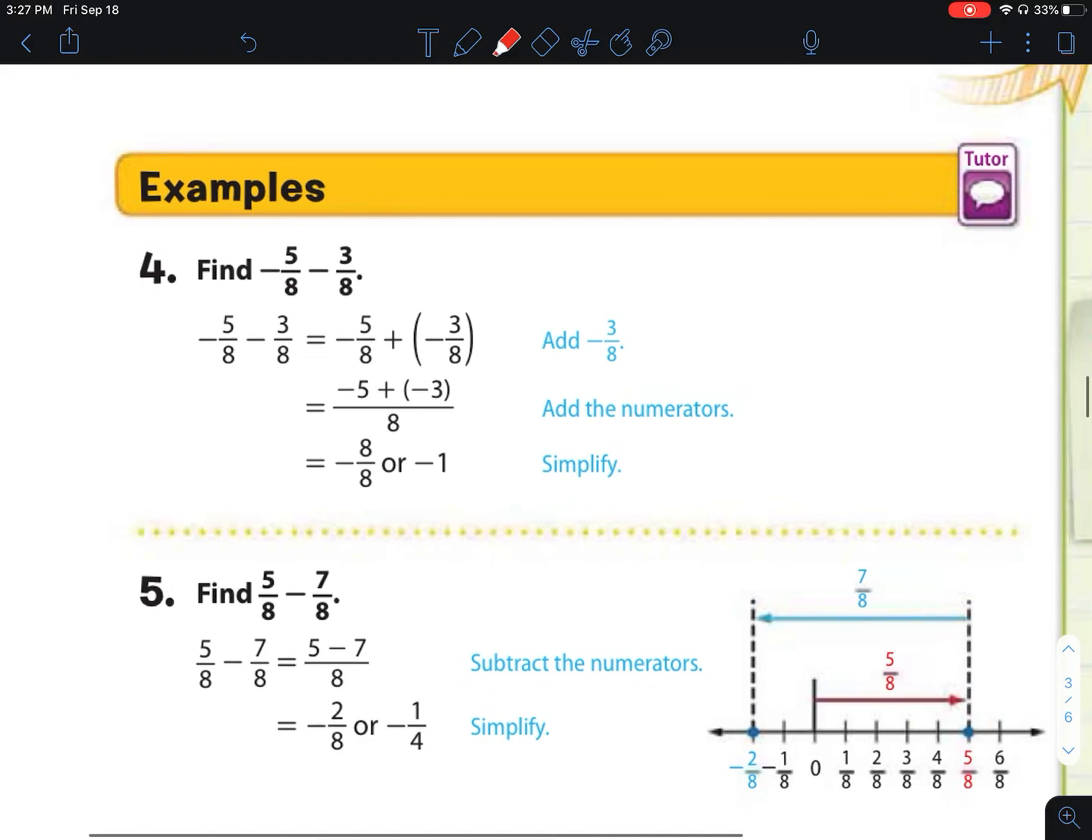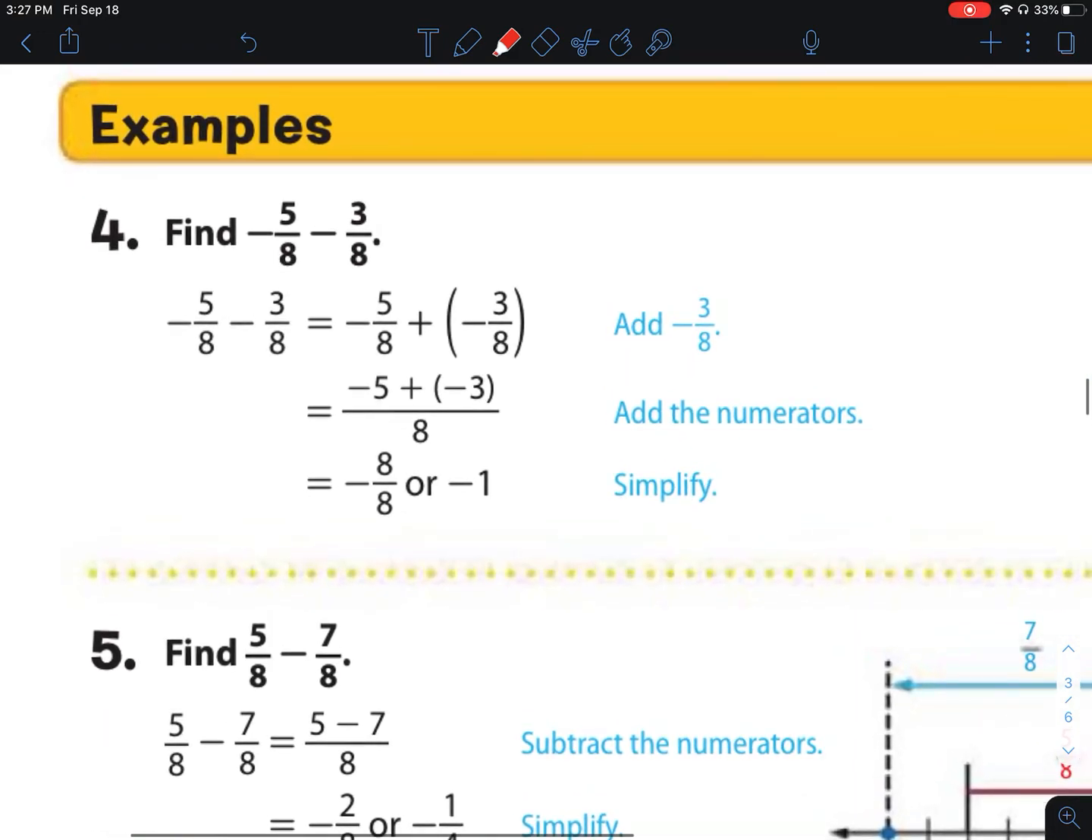Example number 4, we are now dealing with subtraction. We have negative 5/8 minus 3/8. Again, we know that they are like fractions because they have the same denominator. So what we need to do is simply keep the denominator. And remember, when you subtract, you're adding its opposite, and that's the reason why you have it here. So let's rewrite this here: negative 5/8 minus 3/8.